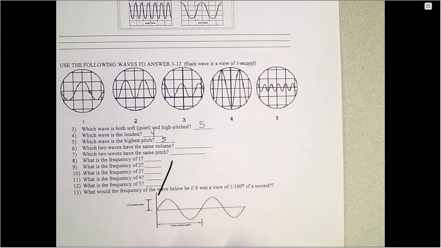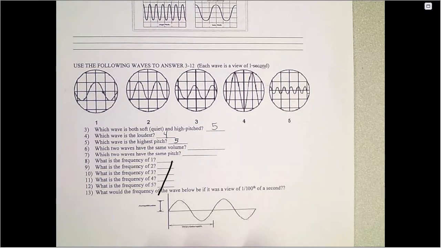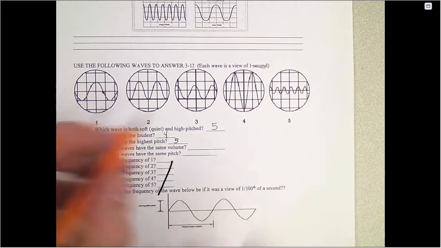Number 6, which 2 waves have the same volume? So you're looking for 2 waves on these oscilloscopes that are the same height, or have the same amplitude. And the only 2 that have that are 1 and 2. Notice that one goes, that crest goes up to there, the crest goes up to there. Okay? So that would be 1 and 2.